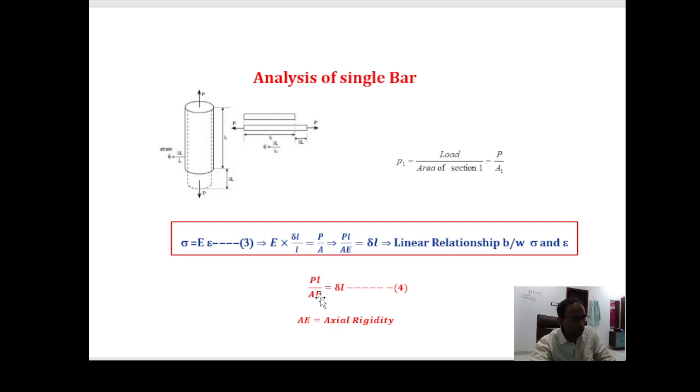You can use this formula to find that. Here AE is called axial rigidity. Mostly we deal with three kinds of rigidity. One is axial rigidity, next is flexural rigidity, EI. Later on we will see in the chapter of pure bending, pure flexure, another rigidity called flexural rigidity, represented by EI.